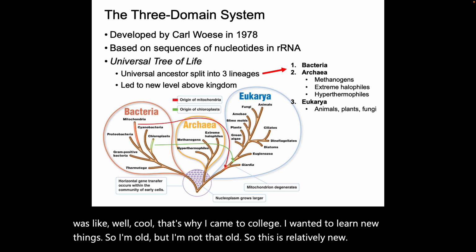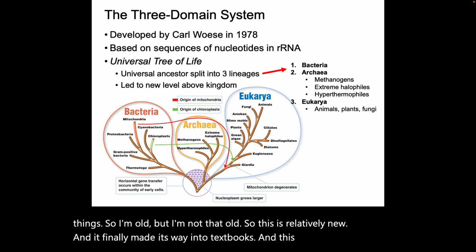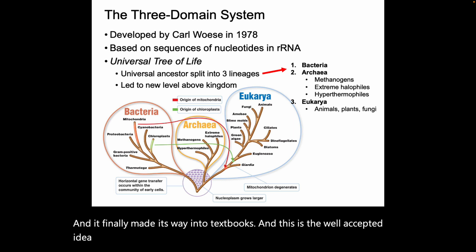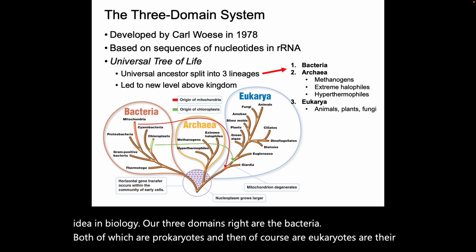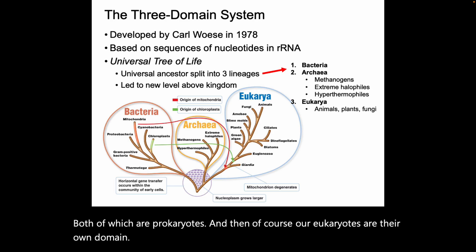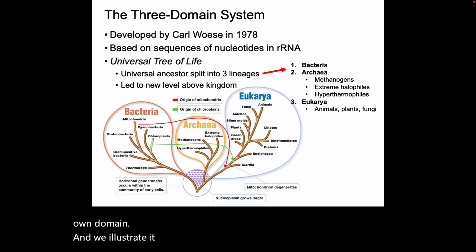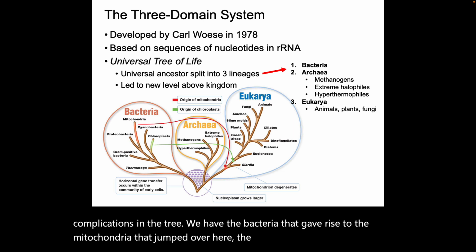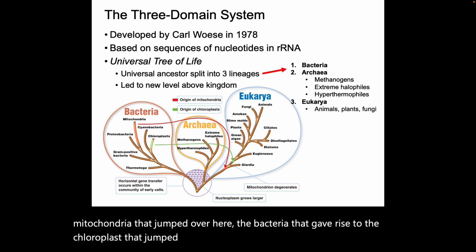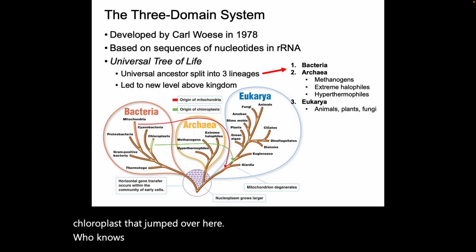And it finally made its way into textbooks, and this is the well-accepted idea in biology. Our 3 domains are the bacteria, the archaea, both of which are prokaryotes, and then, of course, the eukaryotes are their own domain. And we illustrate it in this tree of life, but of course there are a couple of complications in the tree. We have the bacteria that gave rise to the mitochondria that jumped over here, the bacteria that gave rise to the chloroplast that jumped over here. Who knows what other kind of exchanges were going on.